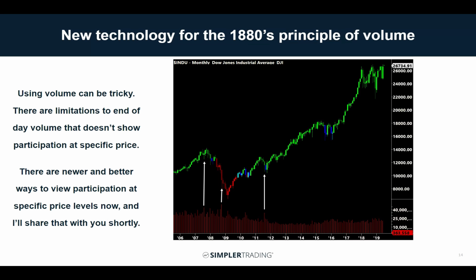Here's what's really interesting. Back in the 1880s, Charles Dow didn't have the tools that we have now. We have an edge even on Dow because the transparency of the market is so much different. Volume can be insanely tricky. I'm sure a lot of folks have read volume should confirm the trend, and then you see, oh my gosh, the market reversed right after that.